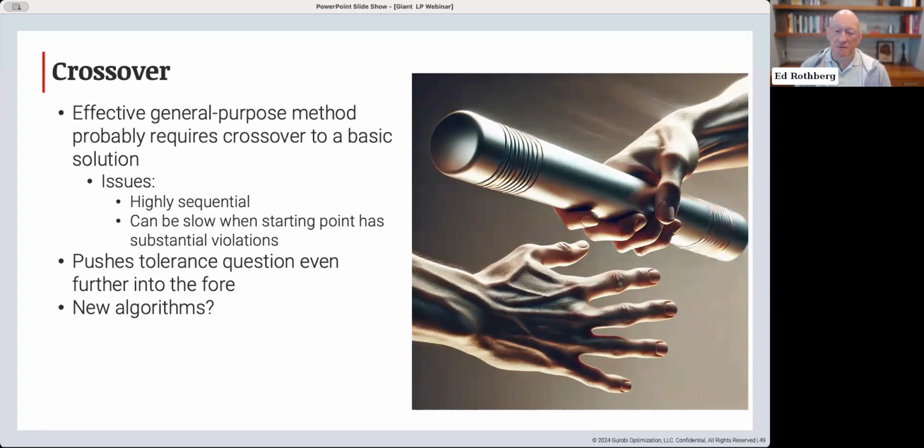And if crossover is in the mix, then this tolerance question gets pushed even more to the front. Because at this point, the user isn't deciding what tolerance they're willing to accept. They're deciding which tolerance crossover is willing to accept. And that's a tough question. So I suspect that there's significant opportunity here for new algorithms, new approaches to thinking about crossover and just getting more accurate solutions from a PDHG iterate.